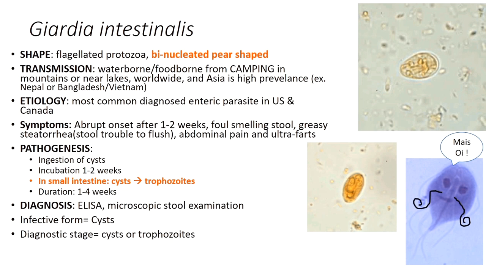All right, Giardia intestinalis. So this is another one of our persistent diarrheas. This is a flagellated protozoa, which you can see down here.